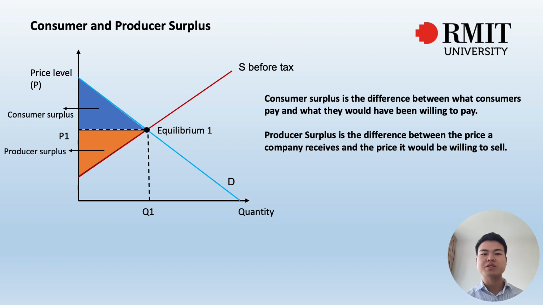So consumer surplus is the difference between what consumers pay and what they would have been willing to pay, and is labeled in the blue triangle. And the producer surplus is the difference between the price a company receives and the price it would be willing to sell at, which is labeled in the orange triangle.